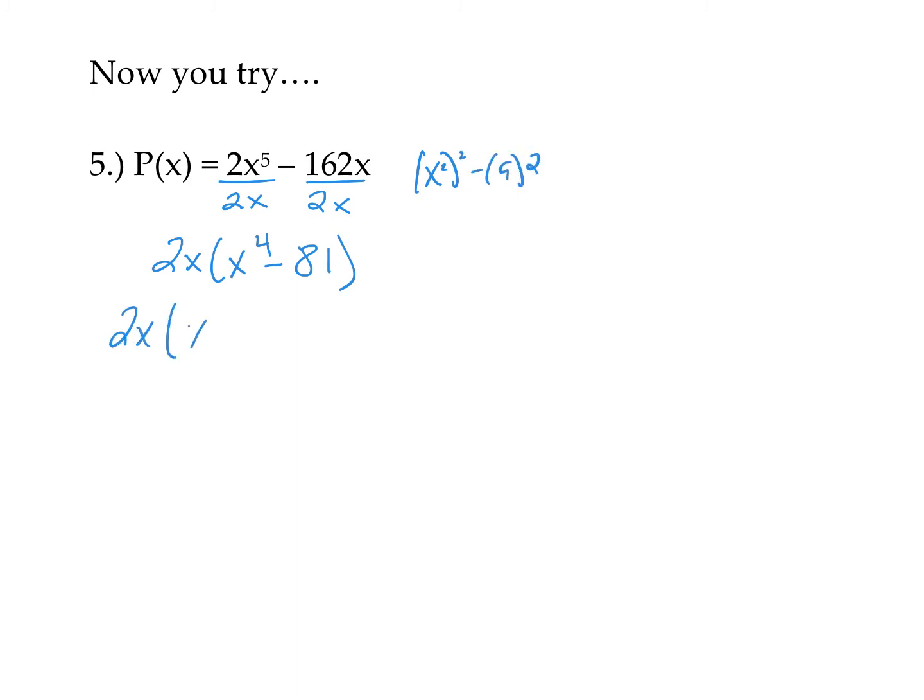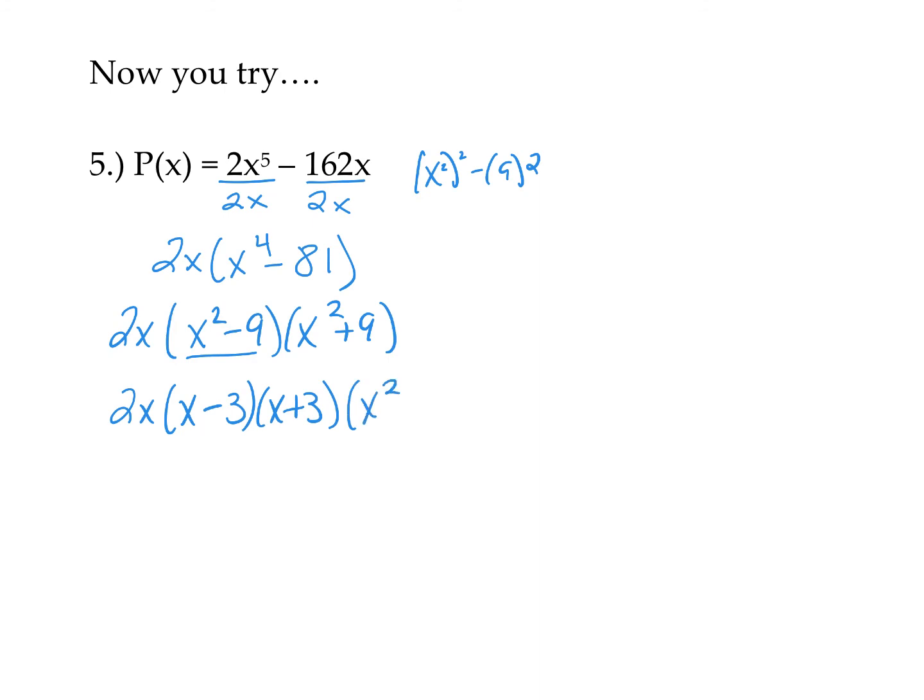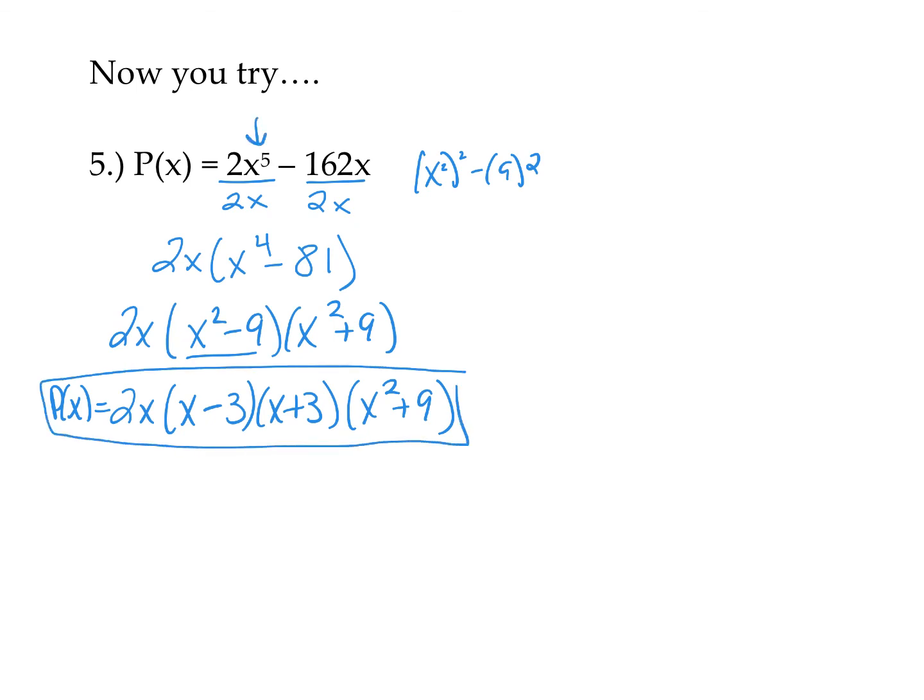So this will factor into x squared minus 9 times x squared plus 9. Now this x squared minus 9 is a difference of perfect squares again. Sorry, I think I said cubes. I meant perfect squares. So the fully factored form will look like this. Whew. Well, this is going to have 5 zeros, so let's find them.